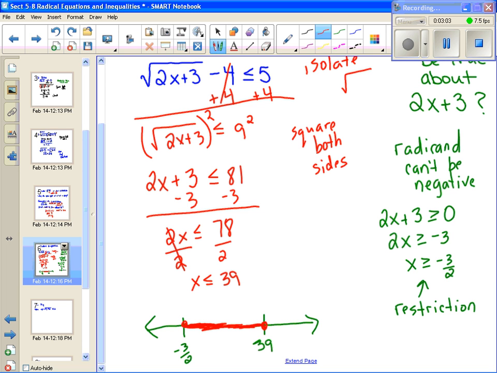So this would be my solution on a number line. I can include negative 3/2. So if I were to write out my solution, I can write negative 3/2 less than or equal to x less than or equal to 39. Now, sometimes the restriction won't change your solution, or it won't offer a higher or lower limit, and you'll see some examples of that. But you do have to take that into consideration when you are solving radical inequalities.